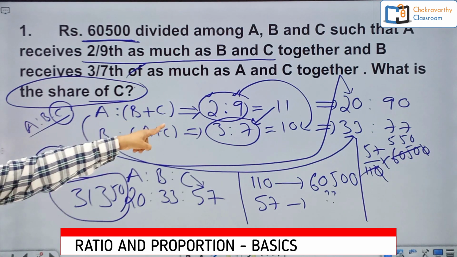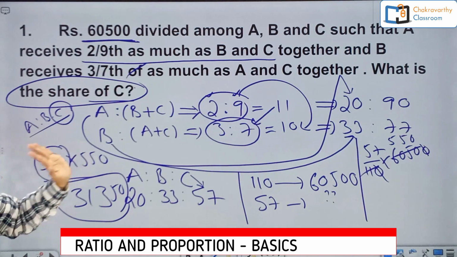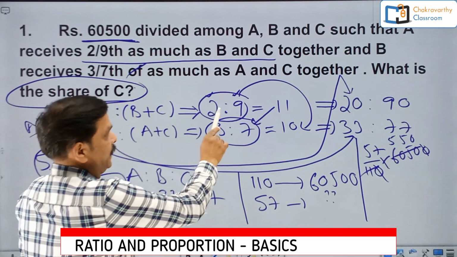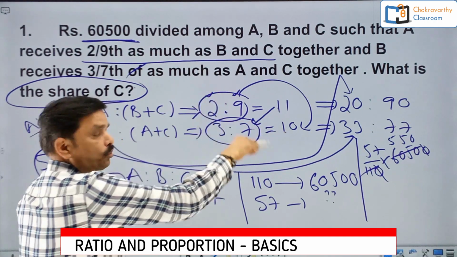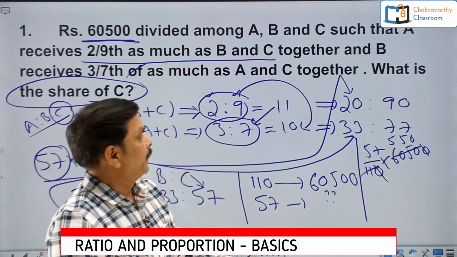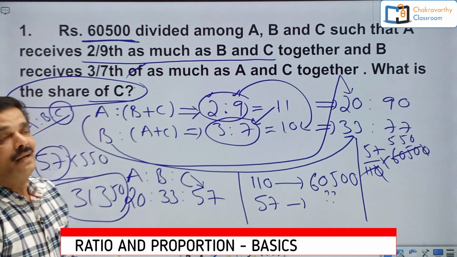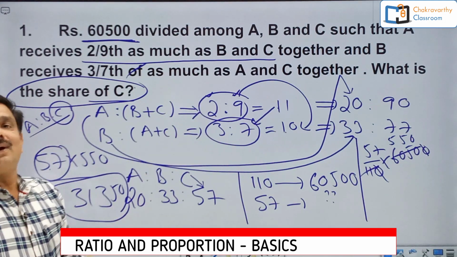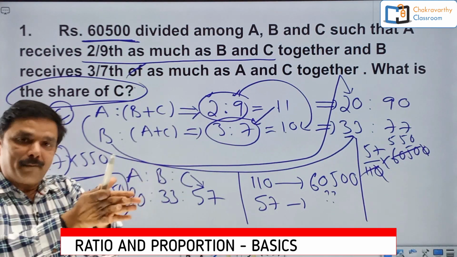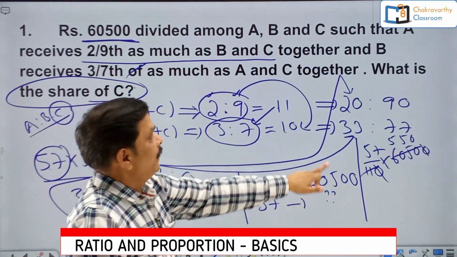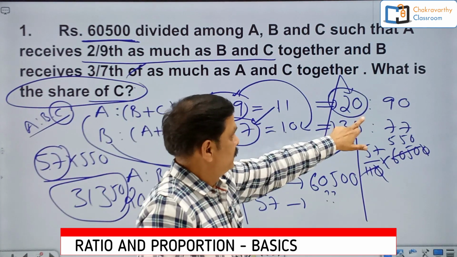A is to B plus C, I got; B is to A plus C, I got. If you go for the sum of A, B and C, 11 and 10, you need to go by the comparison method. You need to compare these two: 20 is to 90, 33 is to 77. Then the total in both the cases is equal, that is 110. That means it is compared, that is balanced. Then A's share will be this much, B's is this much.